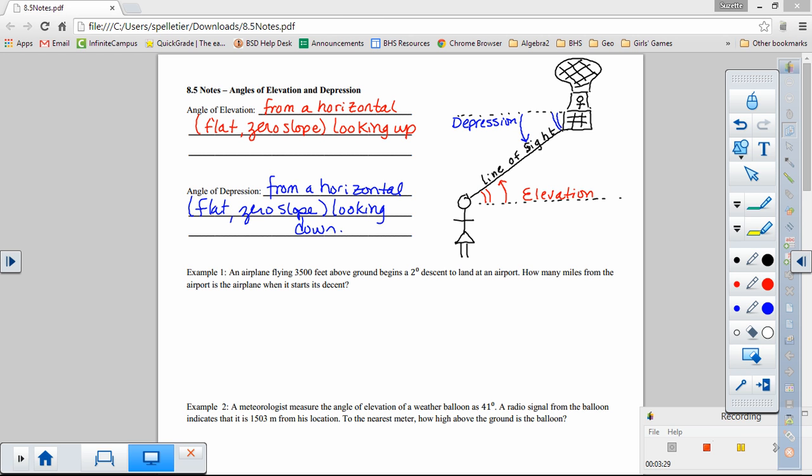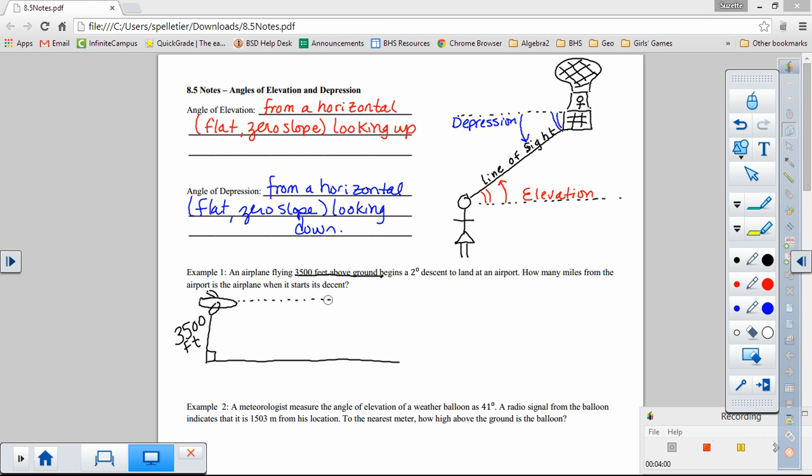So here we go. Airplane. Pretend this is an airplane. As I said, I'm not a good artist. Okay, so we have an airplane, and it is 3,500 feet above the ground, sorry, 3,500. And it begins a 2-degree descent. So that means it's starting to go down by 2 degrees.